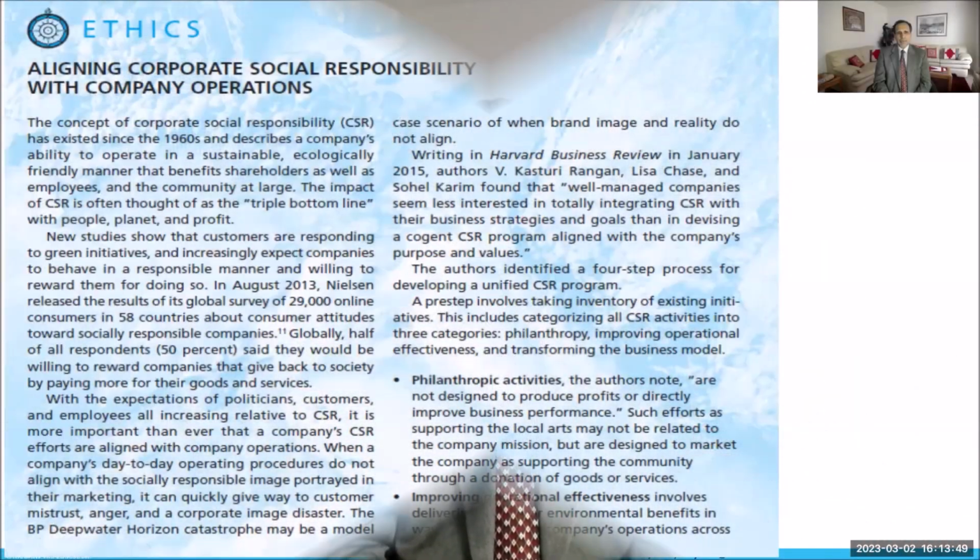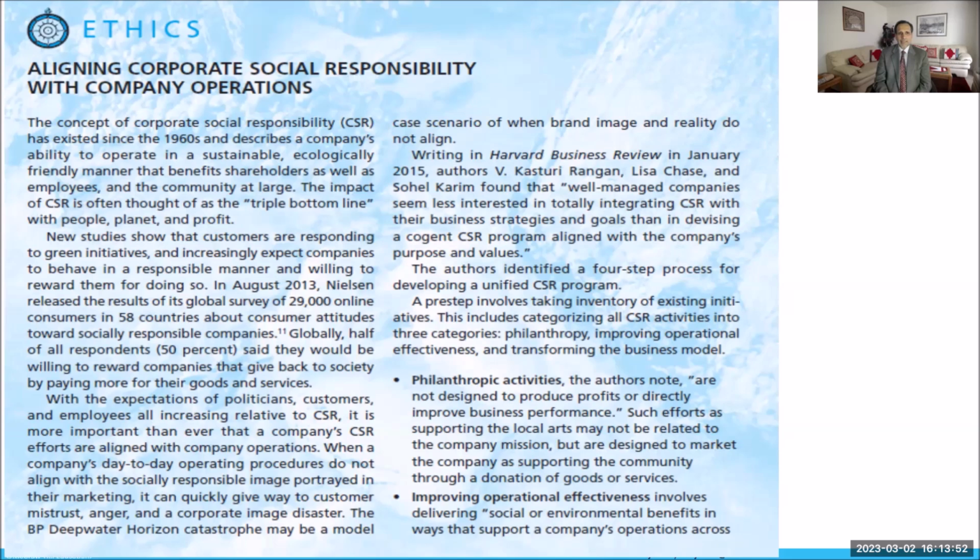Let us now look at how we align corporate social responsibility with company operations, regardless of where we expand or how we expand. The concept of corporate social responsibility has existed over the past 6 decades and describes the company's ability to operate in a sustainable, ecologically friendly manner that benefits shareholders, as well as the employees and the community at large. The impact of corporate social responsibility is often thought of as the triple bottom line, with people, planet, and profit being the focus.